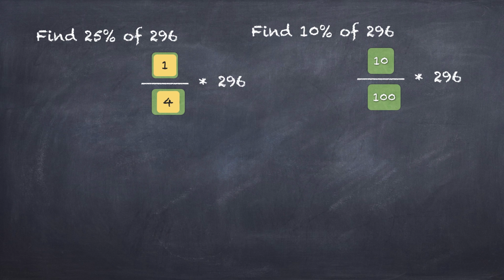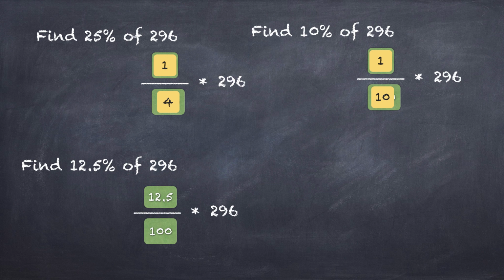So find 10% of 296. Similarly, it would be 10 by 100 of 296. I know that can be easily reduced to 1 by 10. Let's try one more. 12.5% of 296. Now this division might not be very clear, so that's why memory helps, if you can revise these and repeat the concepts in your head a few times. 12.5% is 1 by 8. So 1 by 8 of 296 is the same as saying find 12.5% of 296. So that's the idea that we want to see here.